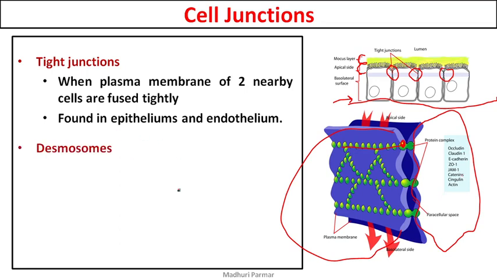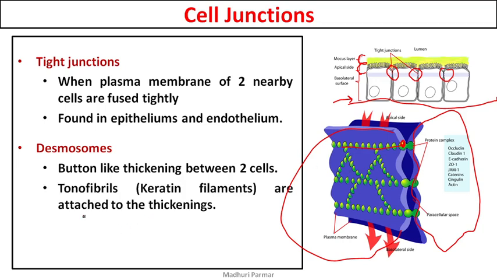Fine. The next type of junctions, there are different junctions. Obviously, they have different functions. So desmosomes are button-like thickenings between the two cells. Okay, they look like buttons. This is not a desmosome. I'll show you what a desmosome looks like.